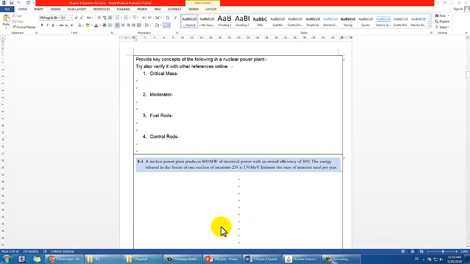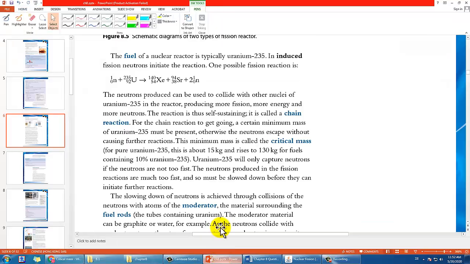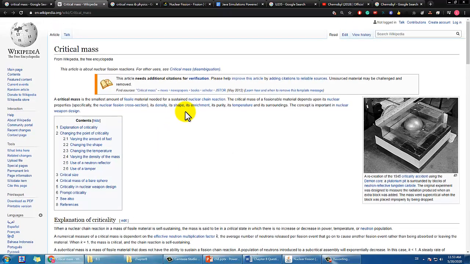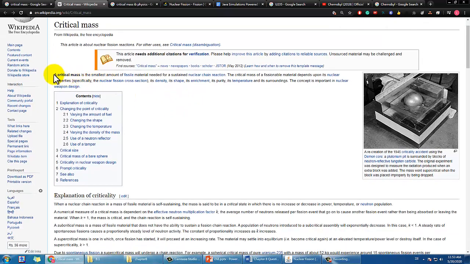Okay, so the first thing is called the critical mass. In your textbook, it says the critical mass is the minimum mass that is required for the reaction to take place. And if you try to search online on Google, or look up Wikipedia, and of course I know it is not a reliable source, but usually it is quite useful for learning. So that's why we could still use it for learning. And it says the critical mass is the smallest amount of the material you need for a sustained reaction.